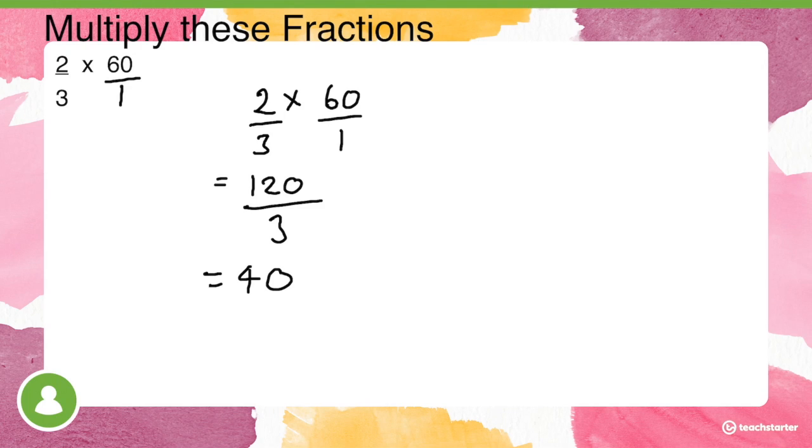And there's my answer. I can also check for myself if I think that sounds about right. Does 2/3 of 60 sound to be about 40? Well, to me that does sound right, because 2/3 is just over half, and half of 60 is 30, so 40 makes sense to be 2/3. So remember, if it's a whole number, we put it over 1.